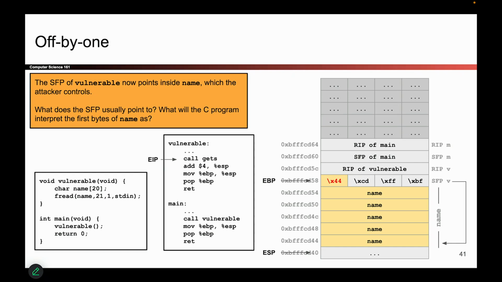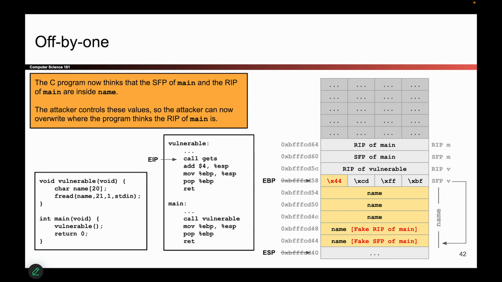It's going to say, if I want the RIP of main, I'm going to take this address, go to that address, this must be the SFP of main, and if I look above that, I must get the RIP of main. So the program follows the exact same logic, even though we messed up the address, because the program has no idea that we just overwrote something that we weren't supposed to.